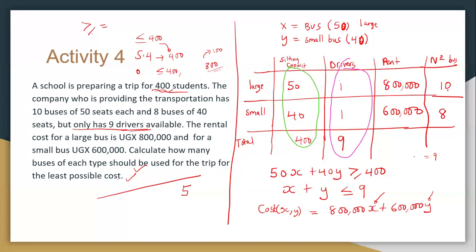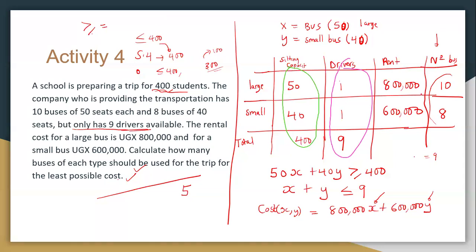Another thing I want you to know is that sometimes, when you look here, the number of large buses available is 10 and the small buses is 8. You may find that there is nowhere you're going to require that kind of inequality. So sometimes there are values we are not going to use, and you can just leave them like that. But still, sometimes these values can help us when we are generating the objective function in order to make a conclusion.